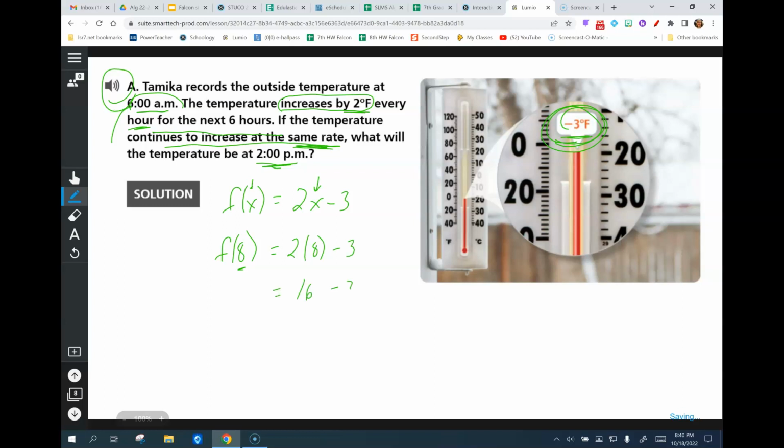So that'd be 16 minus 3. Our temperature would be at 13 degrees Fahrenheit. Okay? Now I want you to notice it talks about hours and every hour and that rate, and that's going to make a difference on this next one.